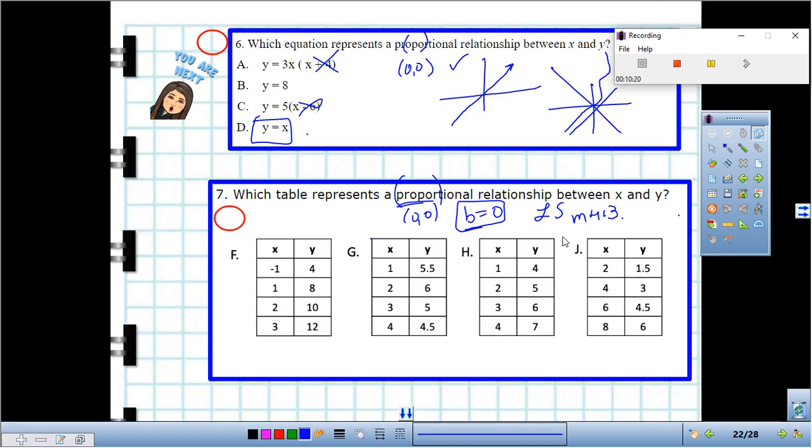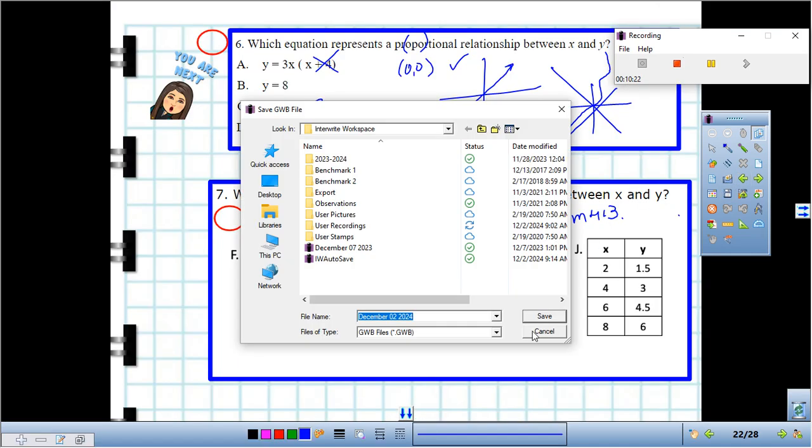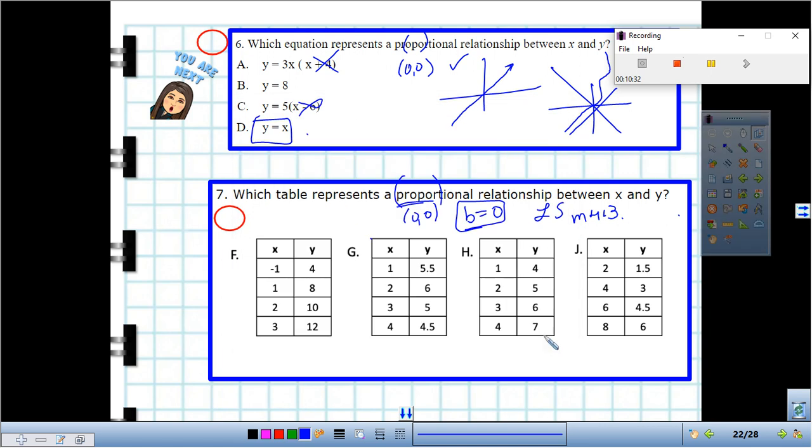So the one that's proportional is, oh, it's still recording. Okay, so J.